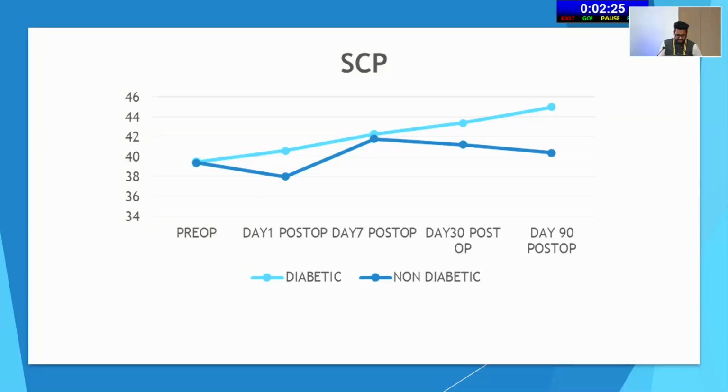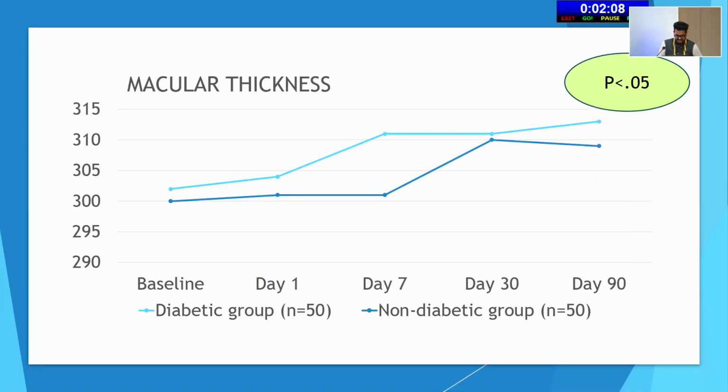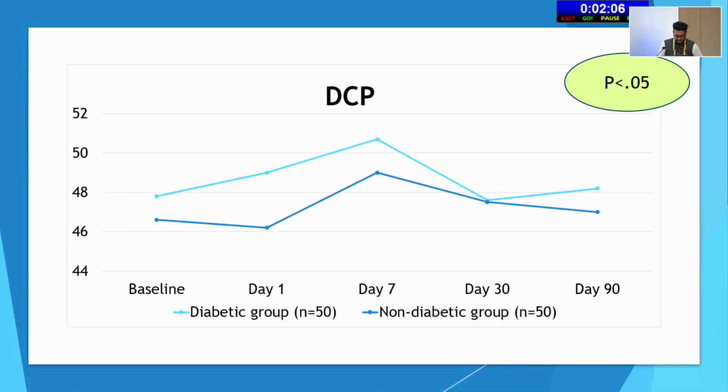A similar pattern for the SCP: we can see a steady gradual rise for the diabetic patients throughout from day 1 to day 90, whereas in the non-diabetics, we can see a decreasing trend post-op day 7. These data, when compared, were both found to be statistically significant. For the DCP as well, we can see an increasing trend post 30 days and a decreasing trend for the non-diabetic groups post 30 days.